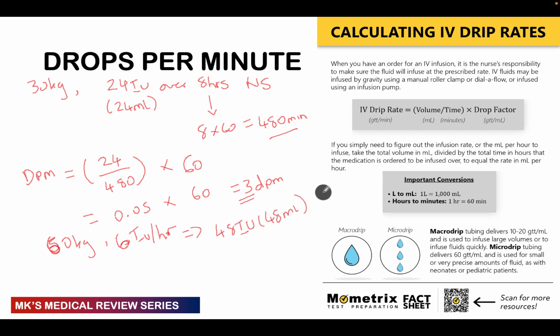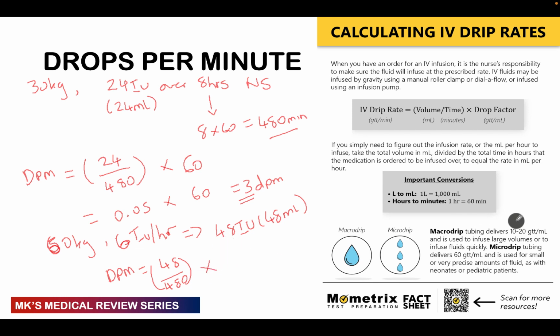Remember, if you take your 50 international units and add them to 50 mils of normal saline, you create a solution where 1 mil is equal to 1 international unit. So here now you're going to have the 48 mils of that fluid that needs to be given over 8 hours. So again, how are you going to calculate drops per minute? We say 48 divided by 480, which is the time in minutes, the volume divided by the time in minutes, multiplied by the drip rate.